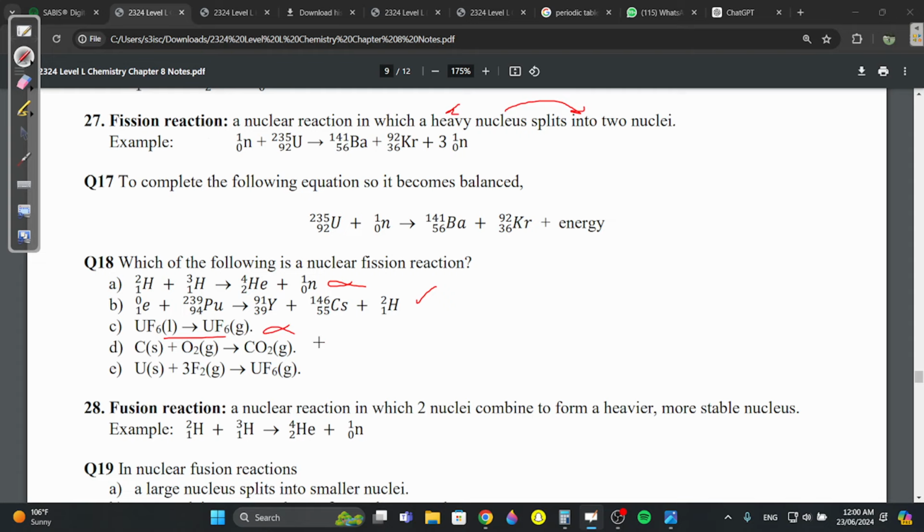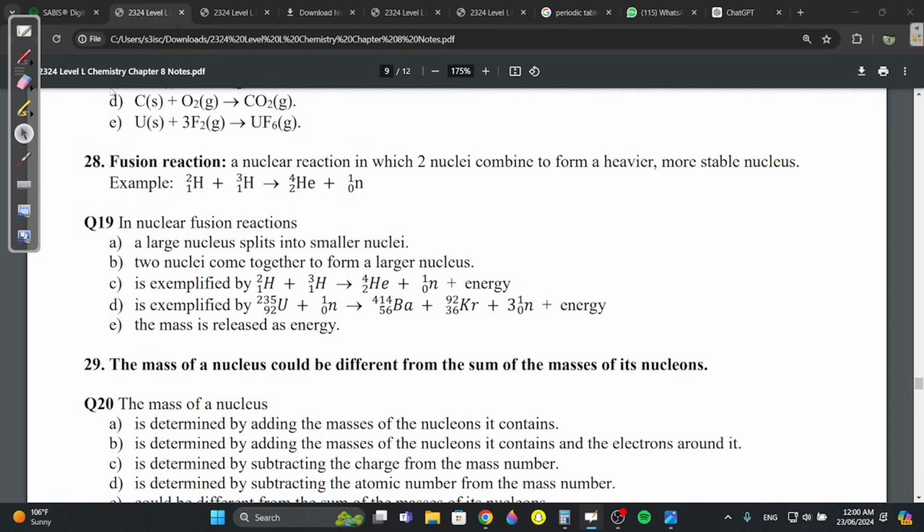And these are obviously not. There's nothing being split over here. So it should just be this one. Okay, and then fusion is the opposite. It's forming one heavy nucleus. Usually it's hydrogen forming helium.